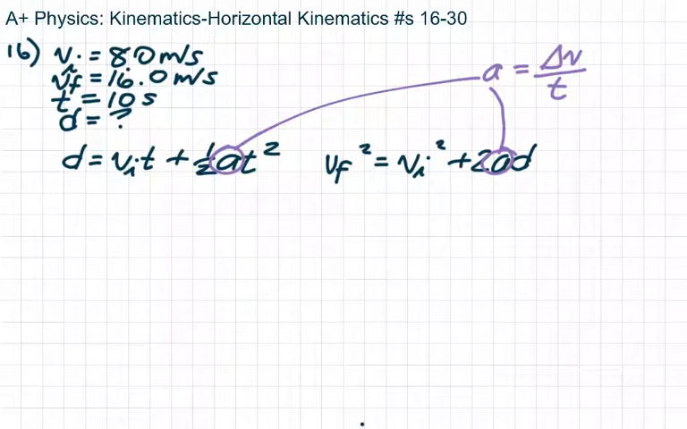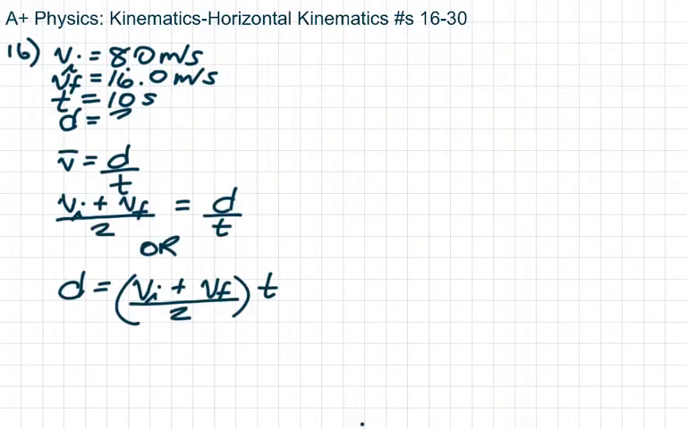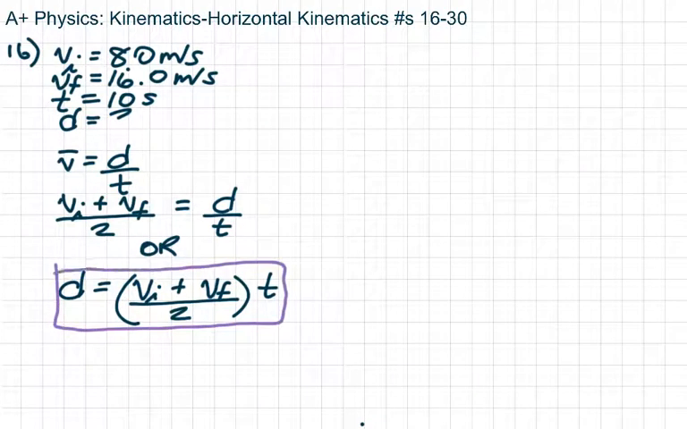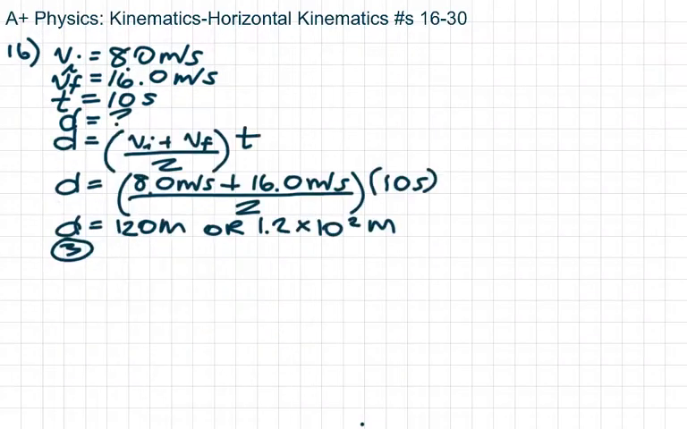It's not on the reference table, but it's handy to have anyway. Starting with V equals D over T, that's actually average V equals D over T. So average, you add up the initial and final values and divide by 2 to get the average. If I solve for D alone by cross multiplying, I get D is VI plus VF over 2 times T. Now that is a good formula for finding displacement with accelerated motion when you don't actually know the acceleration and doing it in one shot.